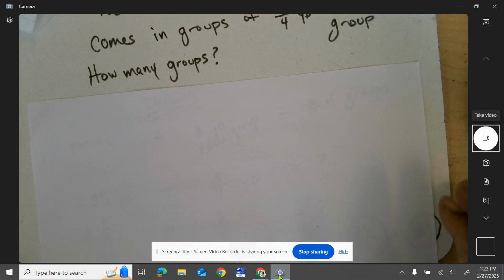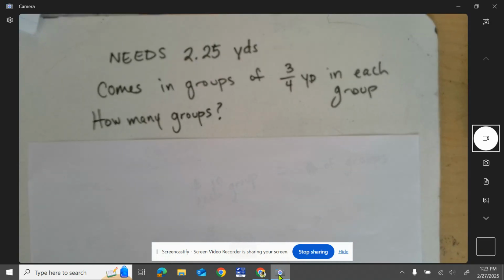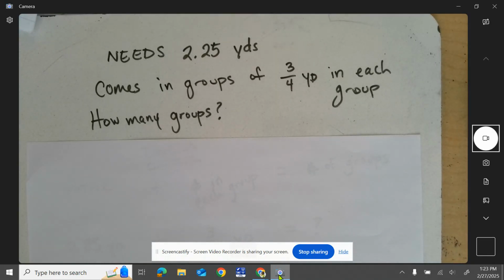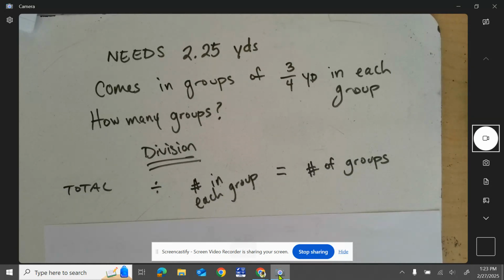So what they're telling you is you have the total amount. She needs 2.25 yards. It comes in groups of 3/4 yard in each group, and they want to know how many groups do you need to buy, how many bundles or how many groups do you need. This is a division question. It's division. So you have the total amount divided by the number in each group. That'll let you know the number of groups.